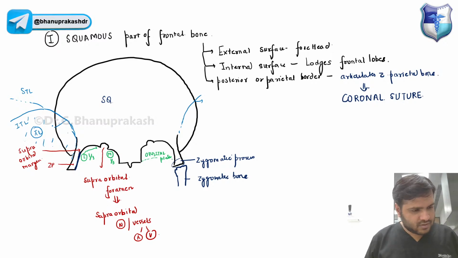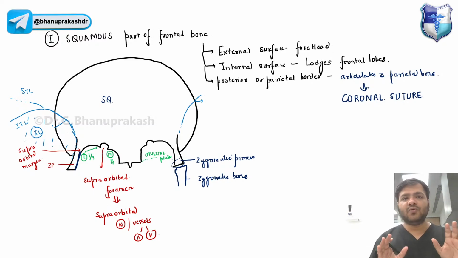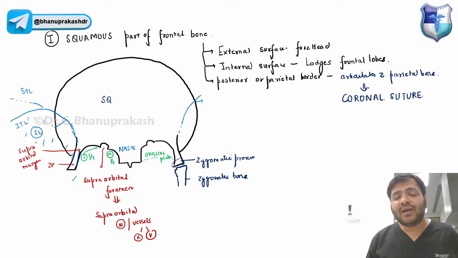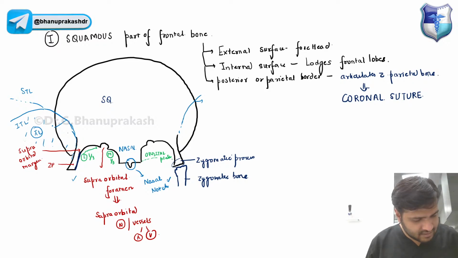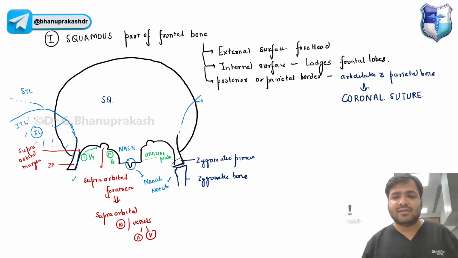Now, guys, between the two supraorbital margins, in the midline, you will have the nasal part of the frontal bone. The first part we have discussed was the supraorbital foramen and the supraorbital margin. Now we have the nasal part of the frontal bone, and the lower part extends down. The lower margin is serrated, and it is termed the nasal notch.